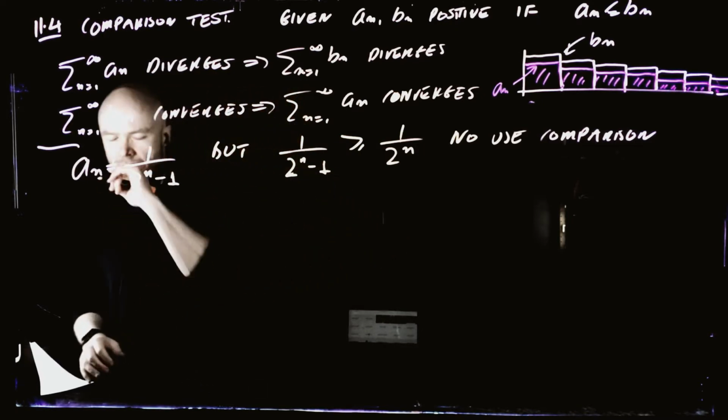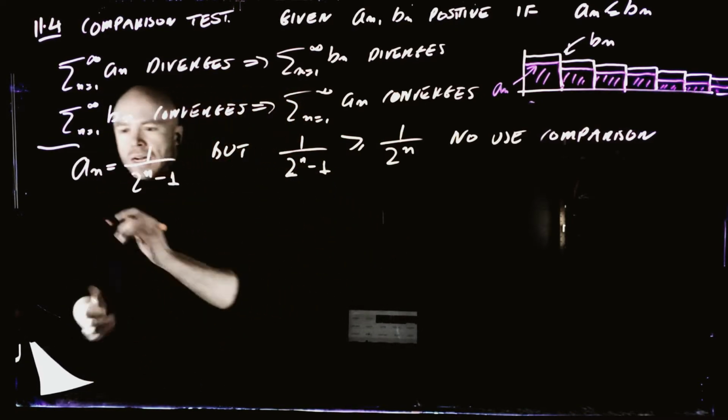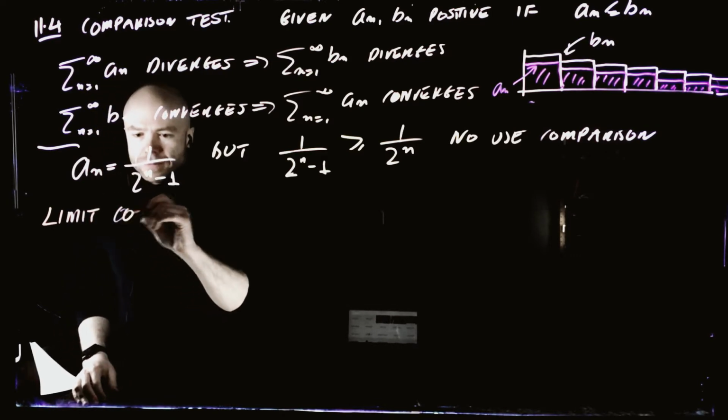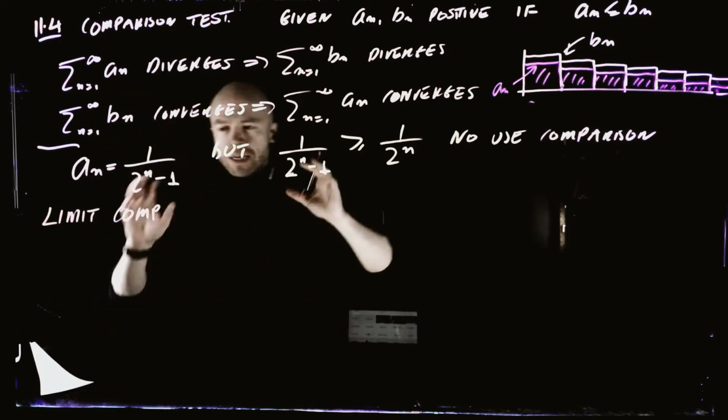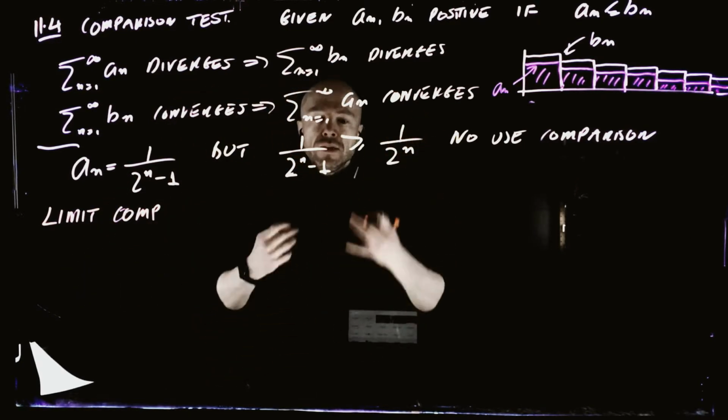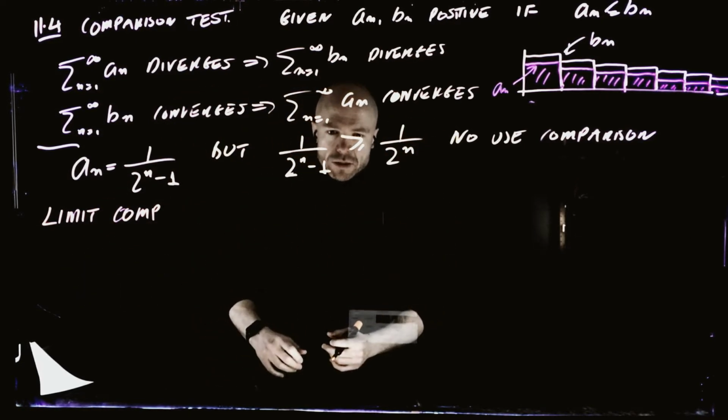However, we have a tool that allows us to get around this, which is the limit comparison test. Because you can get the feeling that in its bones, this thing really is like 1 over 2 to the n, and it should be somehow that we can relate these two things. And in fact, that's true.